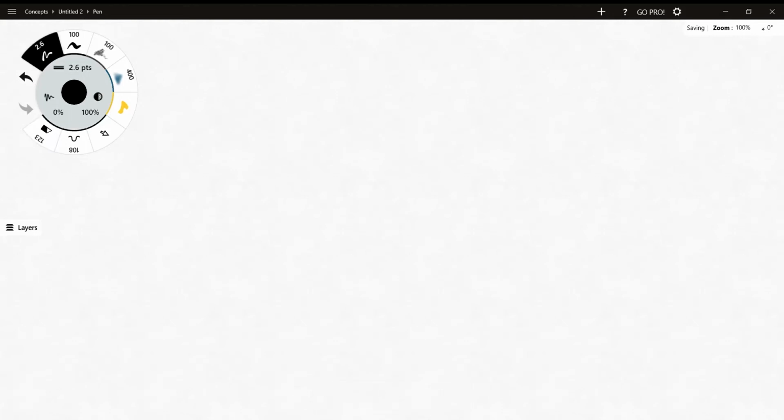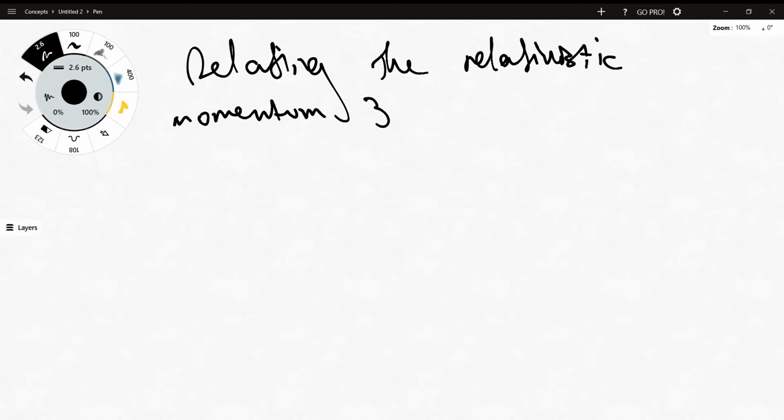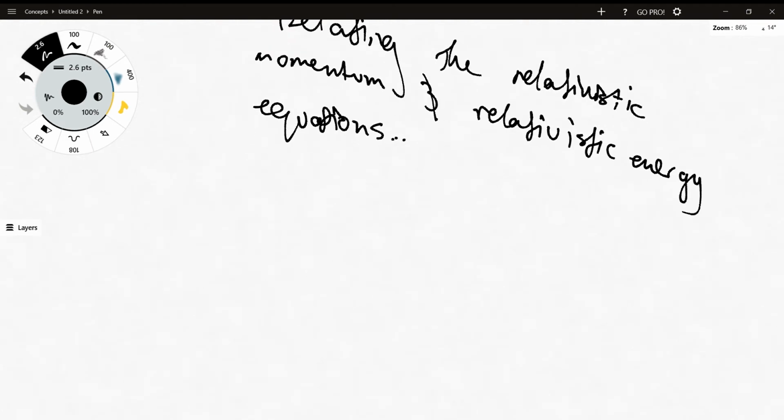What we have really quickly is relating the relativistic momentum and relativistic energy equations. That's what we have here.